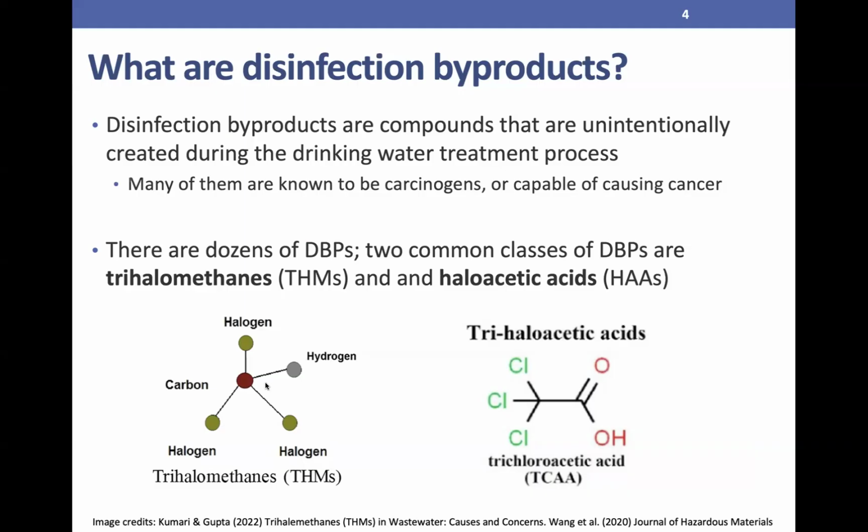Disinfection byproducts, or DBPs, are compounds that are unintentionally created during the drinking water treatment process. Many of them are known to be carcinogens or capable of causing cancer. There are dozens of different DBP compounds. 2 common classes of DBPs are trihalomethanes, pictured on the bottom left of the slide, and haloacetic acids, pictured on the bottom right.